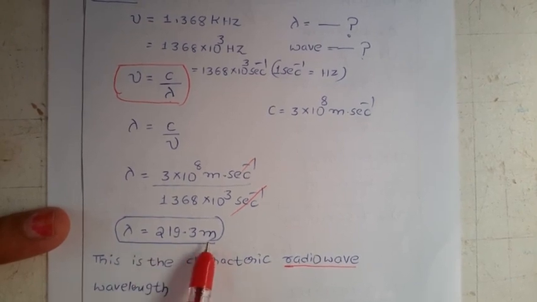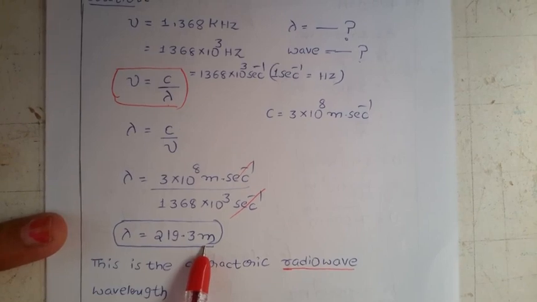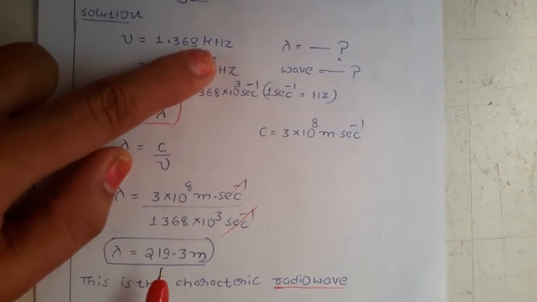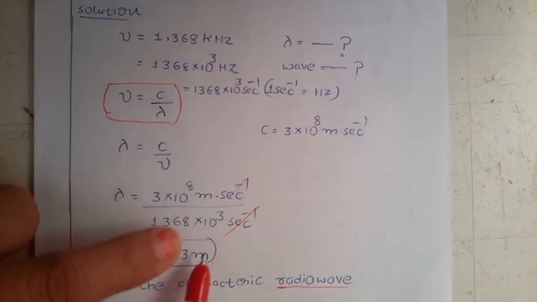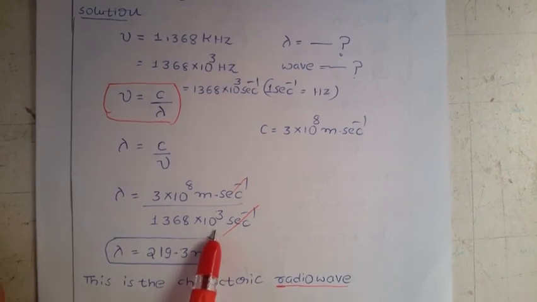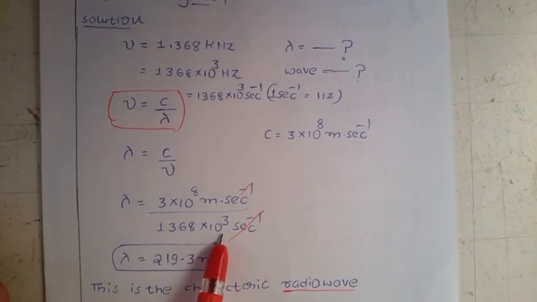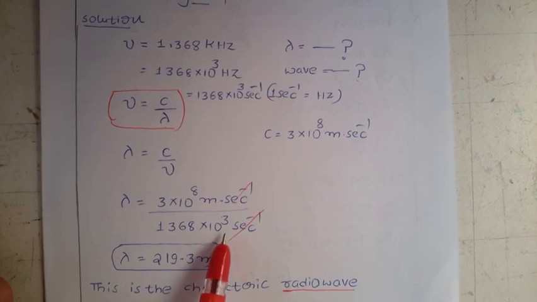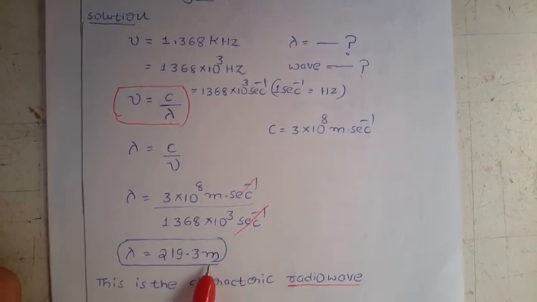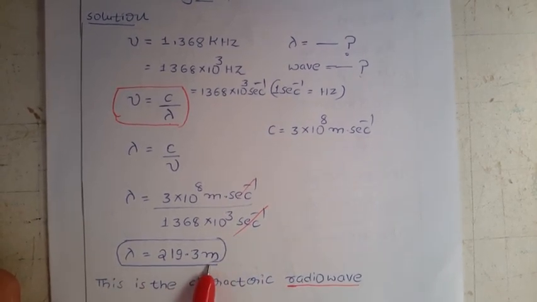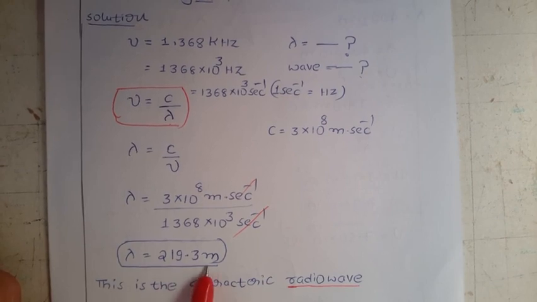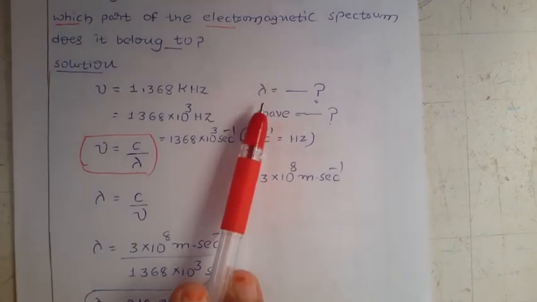219.3 meters. So what happened, if you won't remove the kilo here, during the calculation somewhere you will get the per kilo. Okay, so be careful while doing the numericals, units are very important. So lambda units what? Meters. So we are left with only meters. This one question is over.